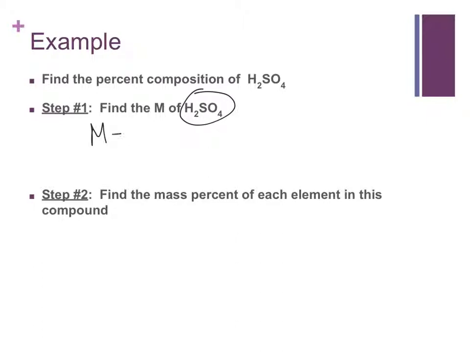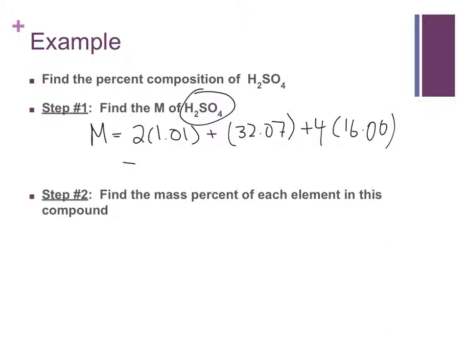So we would take 2 times the molar mass of hydrogen plus the molar mass of sulfur plus 4 times the molar mass of oxygen. So when we do that calculation, you get 98.09 grams per mole.